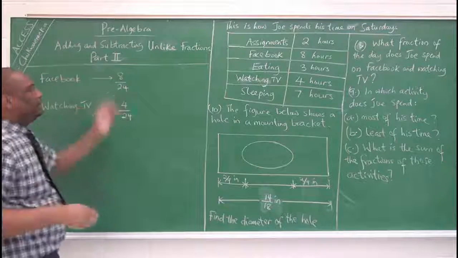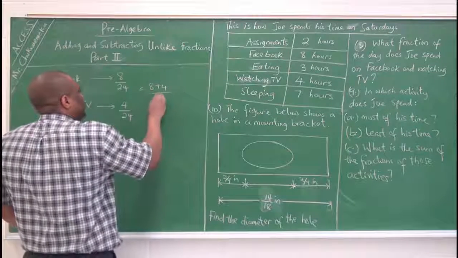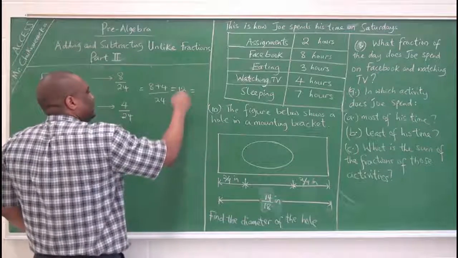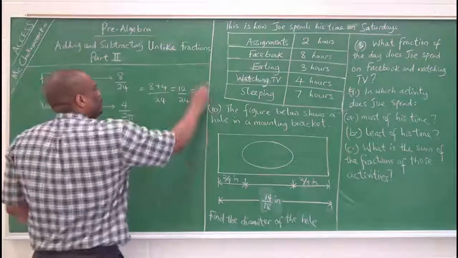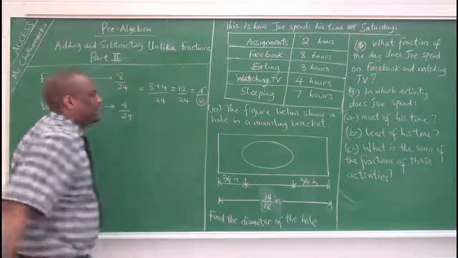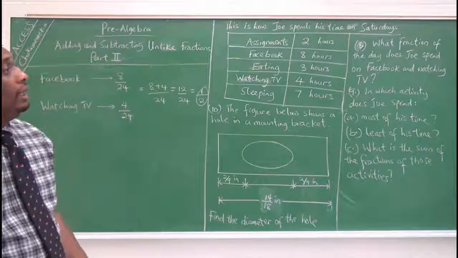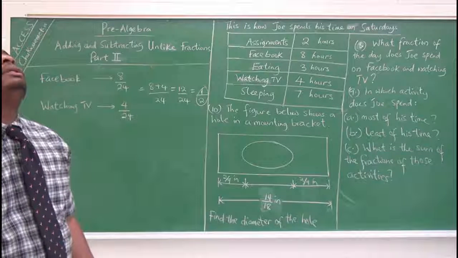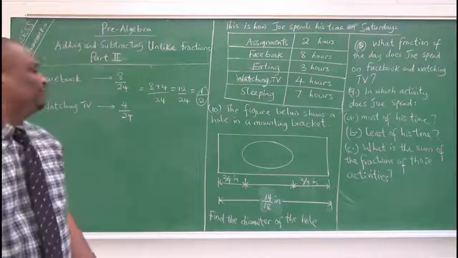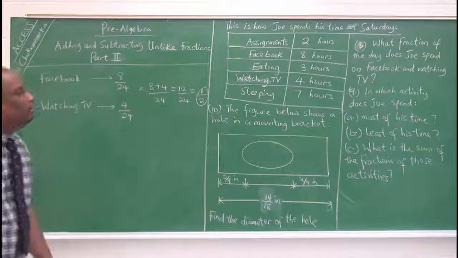So you can go ahead and add it up. This is 8 plus 4 equal to 12 out of 24, and the GCF is 12. 12 into 12 is 1. 12 into 24 is 2. So he spends half of his day on Facebook and TV. Wow. That is a good waste of time. Anyway, any question with this?